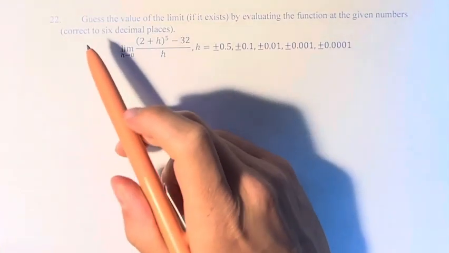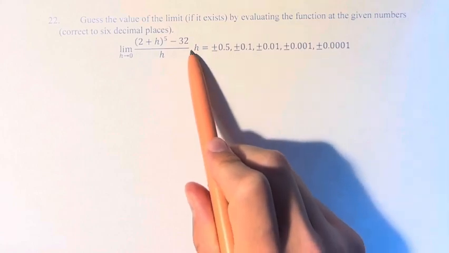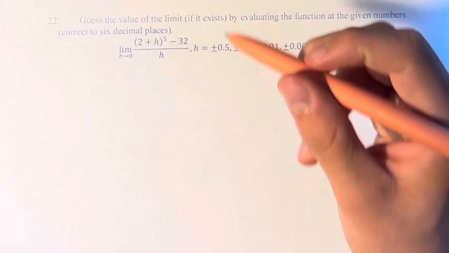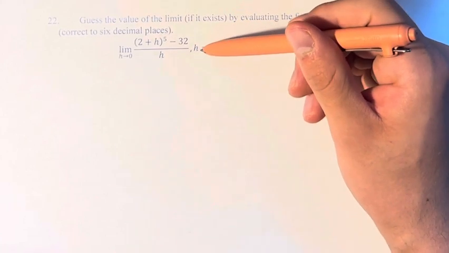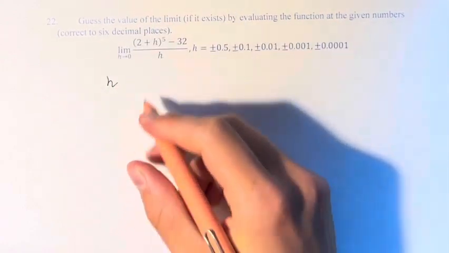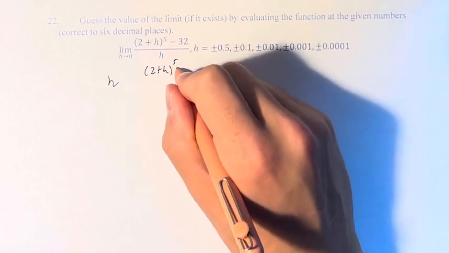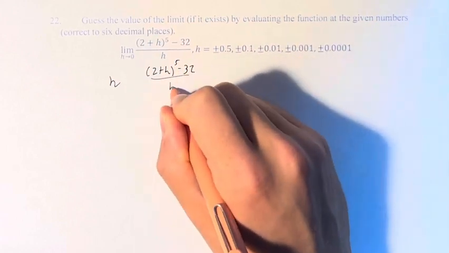In this problem, we're asked to guess the value of the limit if it exists by evaluating the function at the given numbers, correct to 6 decimal places. So we have all of these values of h, and we have to plug them into this fraction. And of course, you can just do this in a calculator. Our fraction is (2 plus h) to the 5th minus 32, over h.